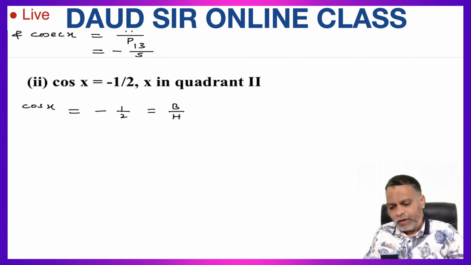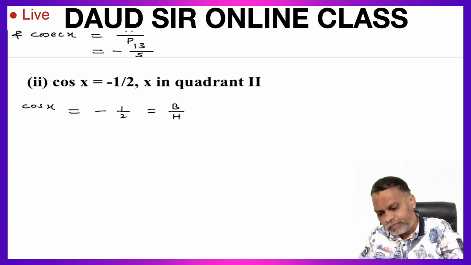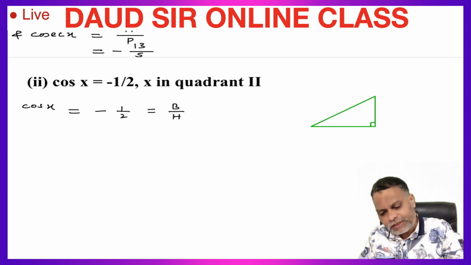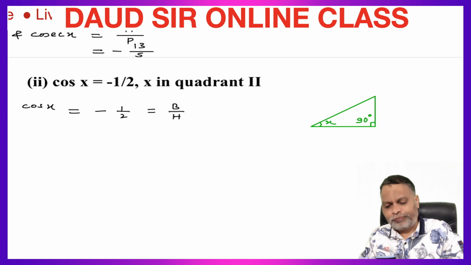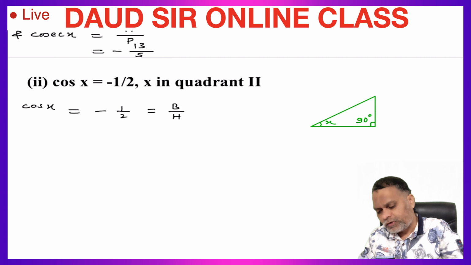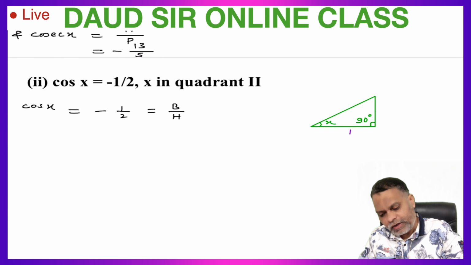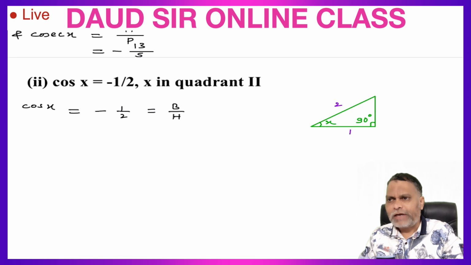So make one right angle triangle. Suppose this is 90 degree and this acute angle is x. So for this acute angle x and this 90 degree, this side is base, this is perpendicular, and this is hypo. So base is equal to 1, hypo is equal to 2. So here hypo and base are given, we have to calculate the third side by using Pythagoras theorem.